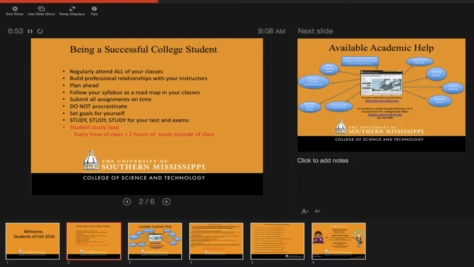Getting to know their instructors beyond just being in the class for 50 minutes 3 times a week. They plan ahead. They know when the next exam is. They know when the homework assignments are due. They follow their syllabus as a roadmap. They submit all their assignments on time. They don't procrastinate. That's a big one.